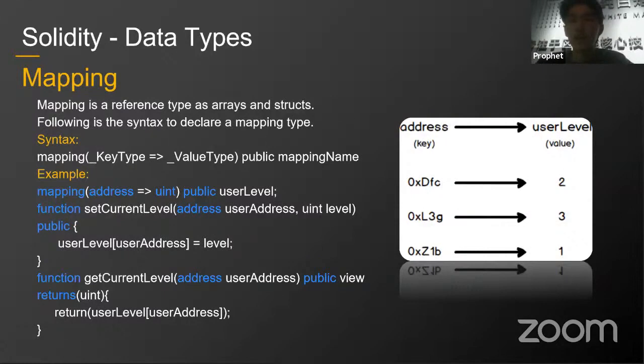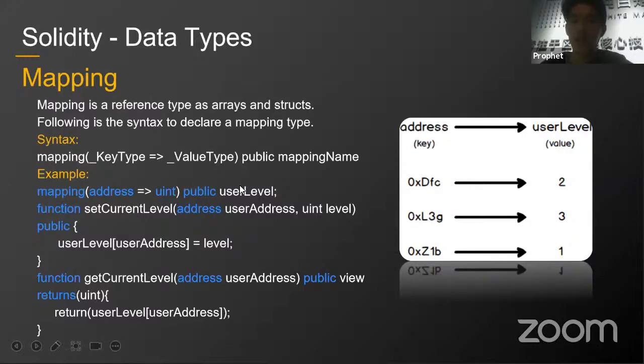Okay, here is a very interesting thing of the Solidity. Solidity provides a structure named mapping. Mapping, in fact, is a hash map. It's not like an array that has an index. The mapping uses a structure of key to value to locate its value. Like here, we have an example.